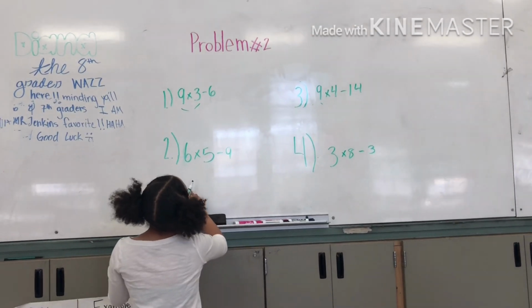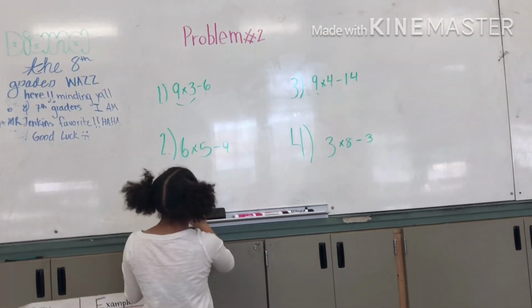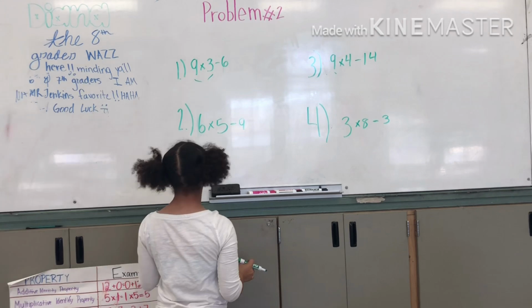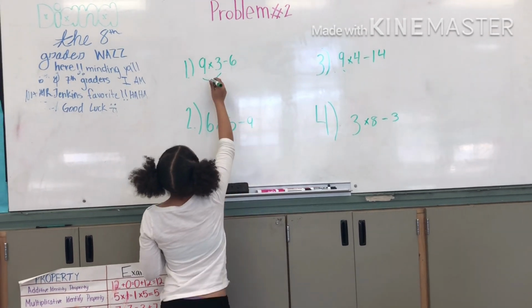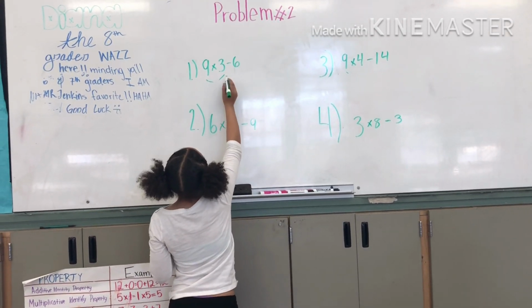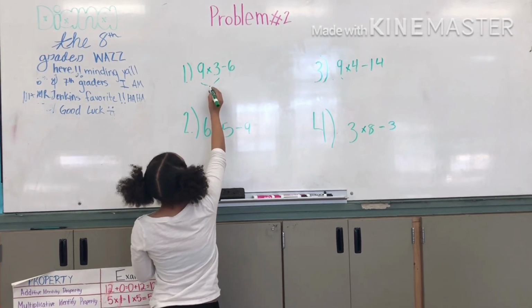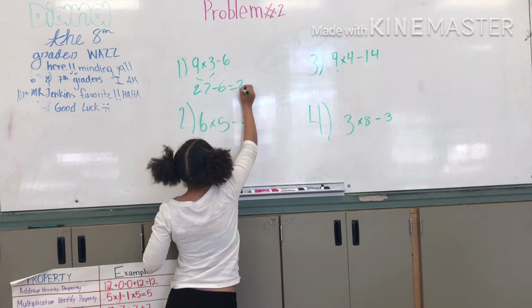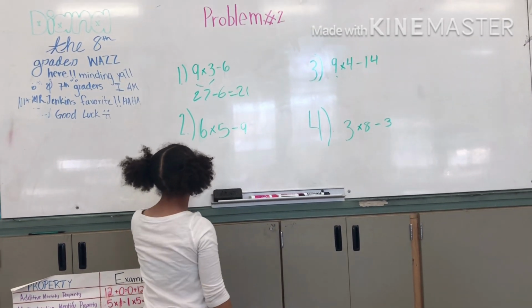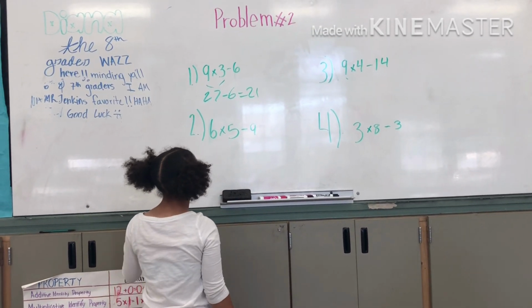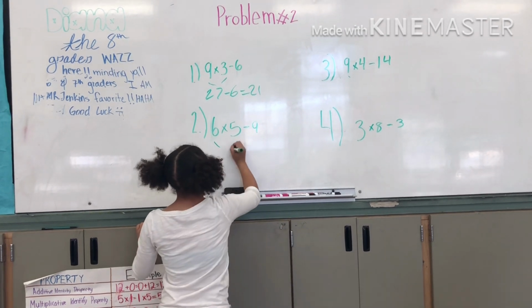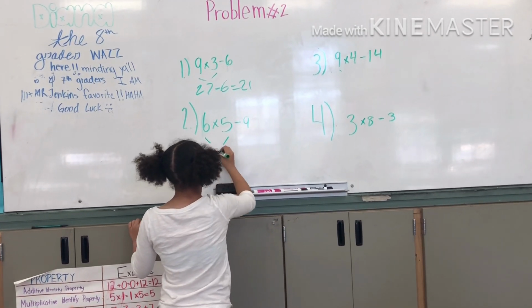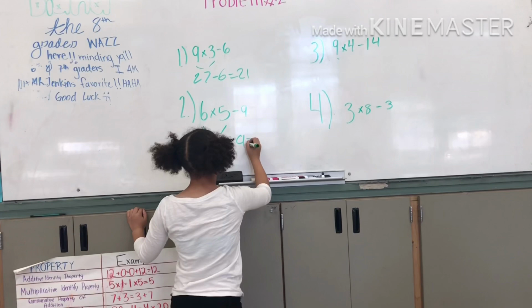For this problem, you had to find how to get from 9 to 21 without repeating any numbers. The first way we can do this is 9 times 3 minus 6. 9 times 3 would give you 27, minus 6 gives you 21. Second way we can do this is 6 times 5 minus 9. 6 times 5 gives you 30, minus 9 would give you 21.